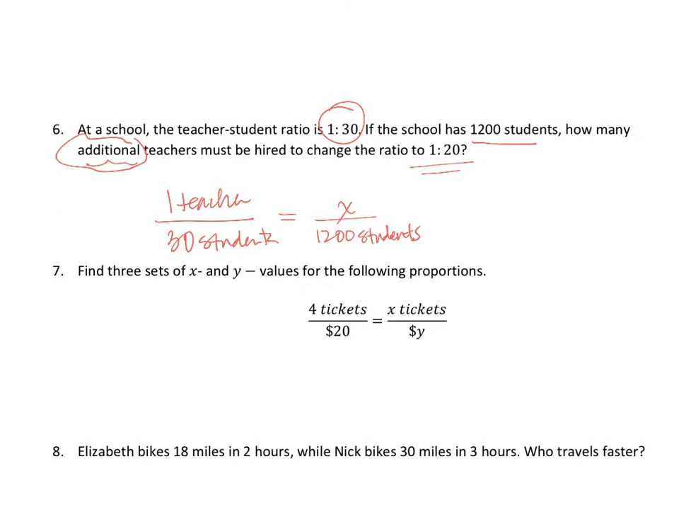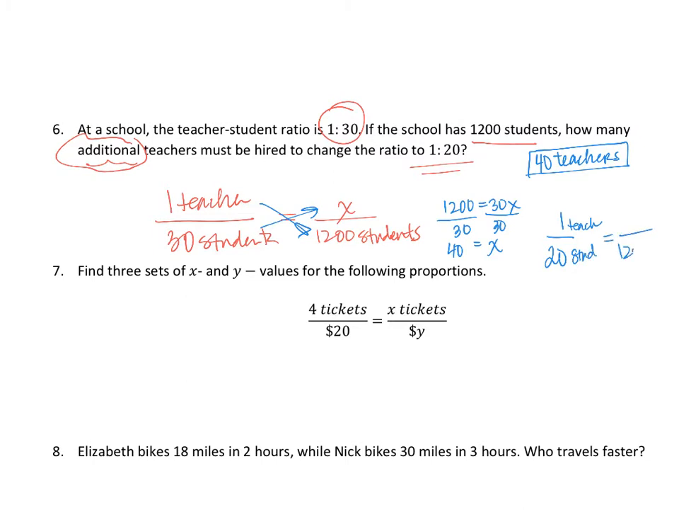So we can find out the teachers first. So we'll cross multiply so we can solve this proportion. So we're going to get 1,200 equals 30x. Divide by 30, that gets us that x is equal to 40. So right now we know that there are a total of 40 teachers for those 1,200 students. So then the question ends up, okay, that's great. So how do we find out how many we need to hire? Well, we know that we want the ratio to be 1 teacher for 20 students.